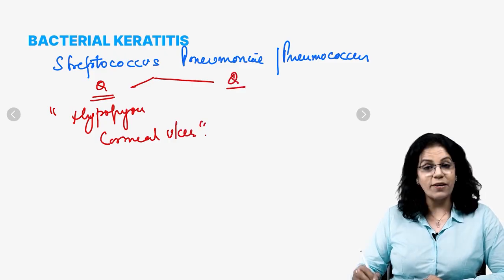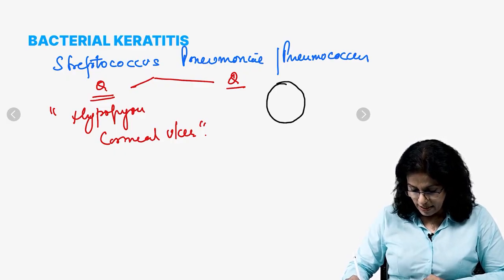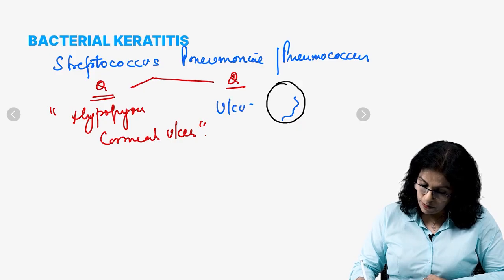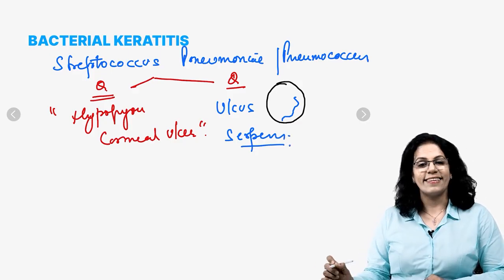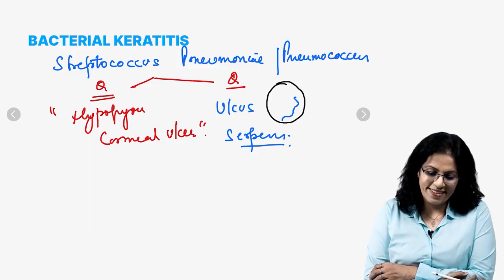Second question, it progresses in a serpentine manner. What do I mean by that? If this is the cornea, the ulcer is going to progress in a serpentine manner like this. Hence, we call it ulcus serpens. Okay, we will learn this. We also call it ulcus serpens. So, it's a simple chapter. It's mainly factual. You have to learn it with me.